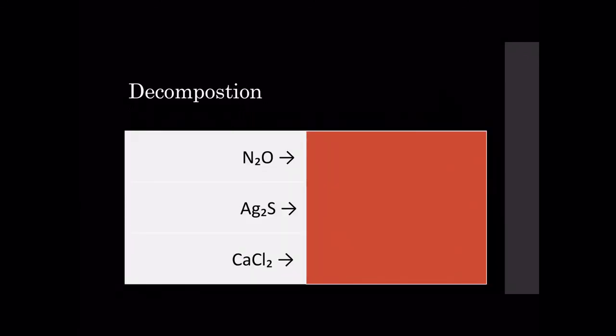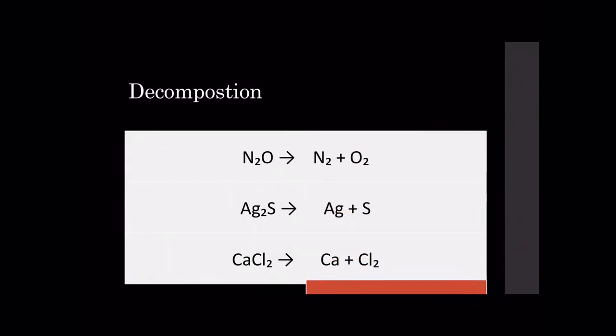So here's a couple more to look at. You got N2O, Ag2S, and CaCl2. So for these, what I'll do is I'll look at the 2 elements together, and I'll figure out whether they're diatomic or monatomic. For N2O, both nitrogen and oxygen are diatomic. For silver sulfide, none of them are diatomic. And for calcium chloride, only the chlorine is diatomic.